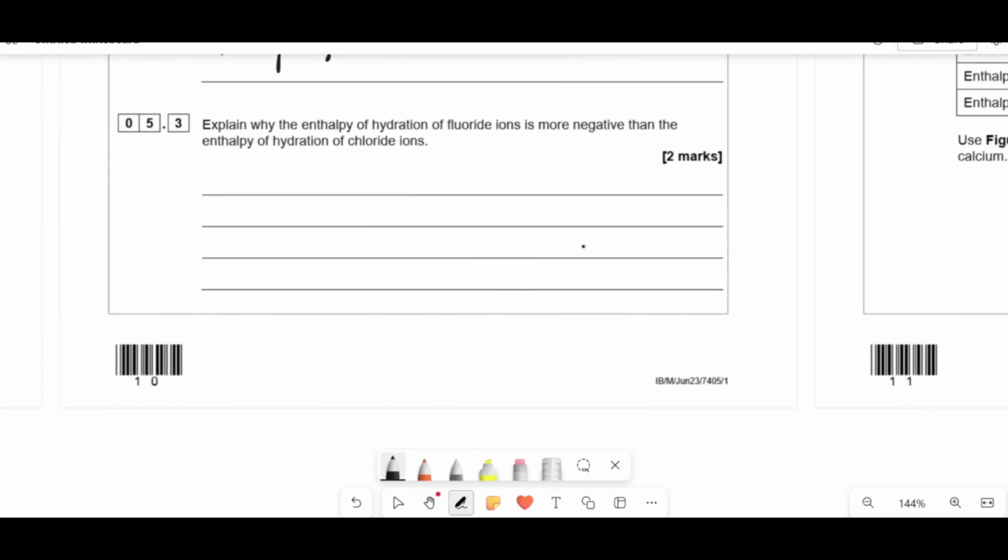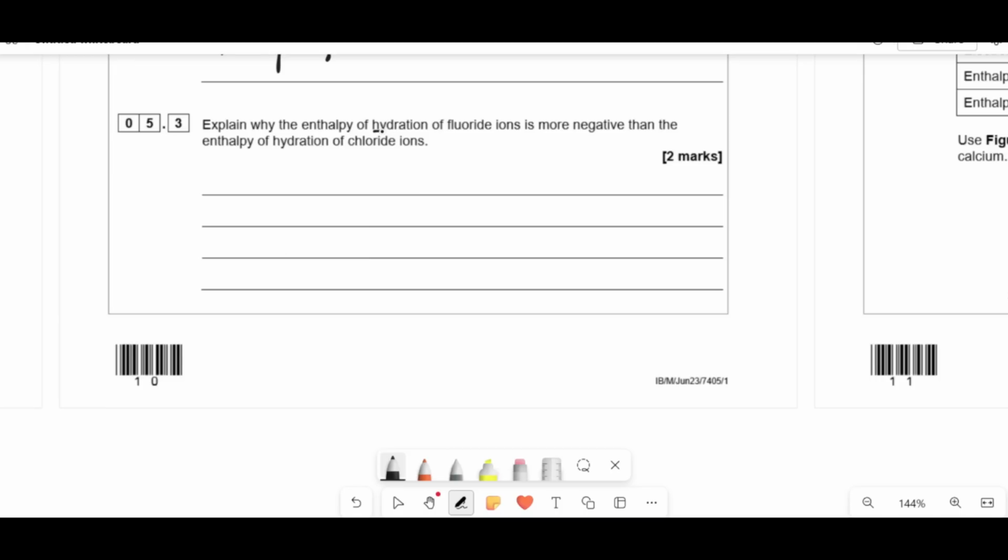So explain why the enthalpy of hydration of fluoride ions is more negative than the enthalpy of hydration of chloride ions. I see this a lot as well, and it actually does my head in. Smaller atomic radius? Atomic radius? The question says ions, bro. What are you doing? So stop using memorized answers. It just doesn't work. You just can't look at it and be like, yeah, I know this because I'm a genius, I memorized it in my Quizlet flashcards. It doesn't work. Read the dang question.